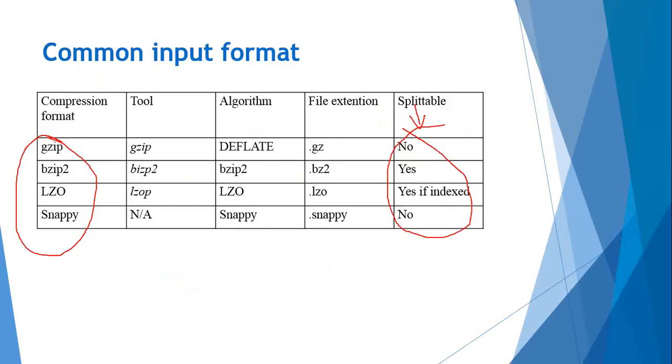So splittability you might not be looking at, but if you have big files in the cluster and you want to do a high compression and reduce the reading time, bzip and LZO or Snappy, one of them you would be using while transferring your data over the network.